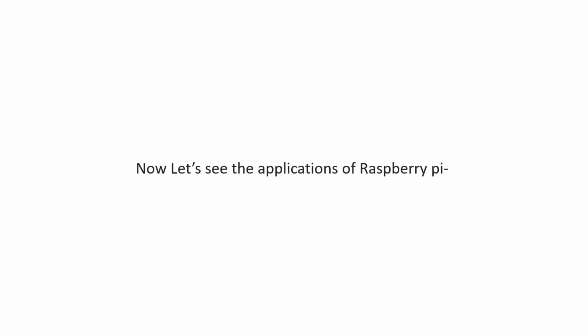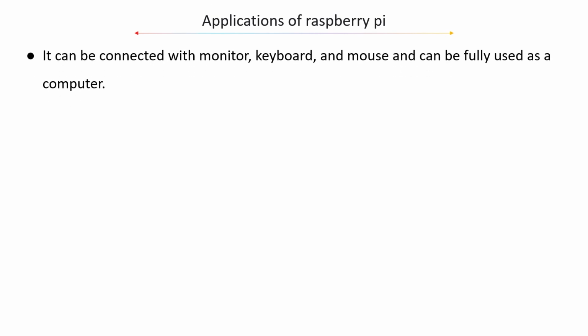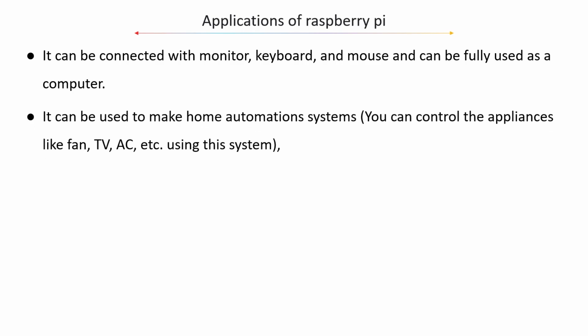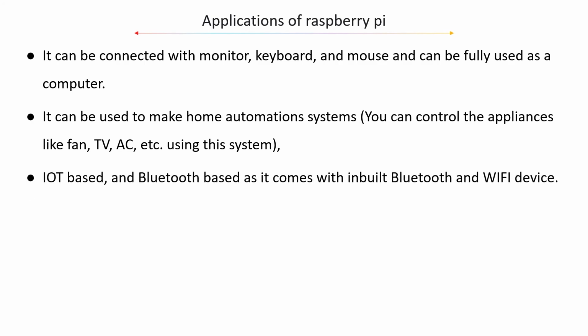Now let's see the applications of Raspberry Pi. It can be connected with the monitor, keyboard, and mouse and can be fully used as a computer. It can be used to make home automation systems. You can control appliances like fan, TV, AC, etc. using this system. Both IoT-based and Bluetooth-based devices can be used as it comes with an inbuilt Bluetooth and Wi-Fi device.